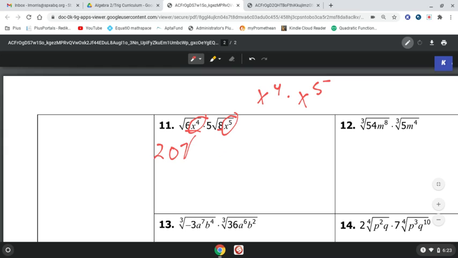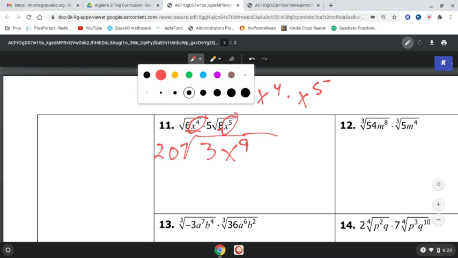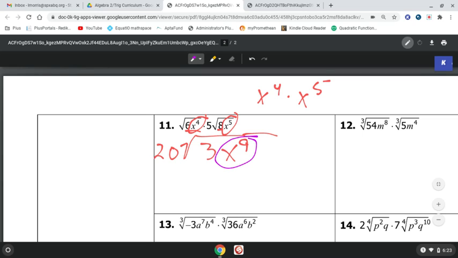Let me rewrite all this. For some reason my pen doesn't want to write well. Okay. Now we have to worry about taking the square root of x to the 9th. And we can break this down by, just remember that your index is 2. So anytime you have a square root, we can take x to the 9th, and we need 2 x's to bring out 1 x outside of the radical. So since there's 9, we know that if this were x to the 8, we could take out 4 groups of 2 that are inside of 8.